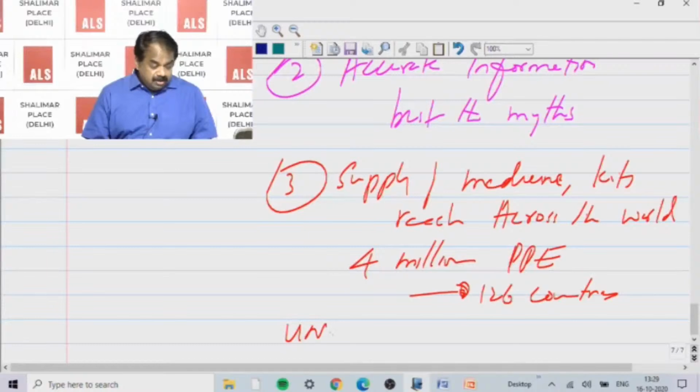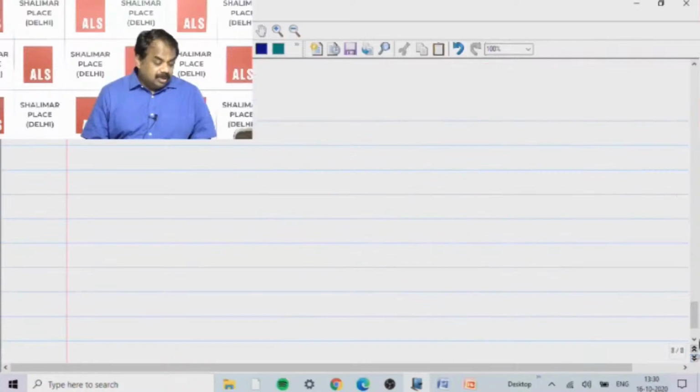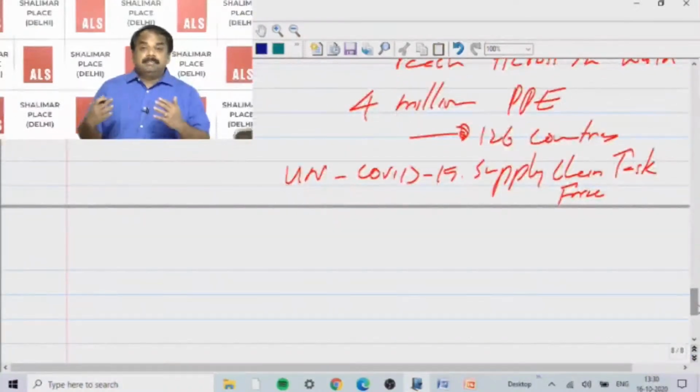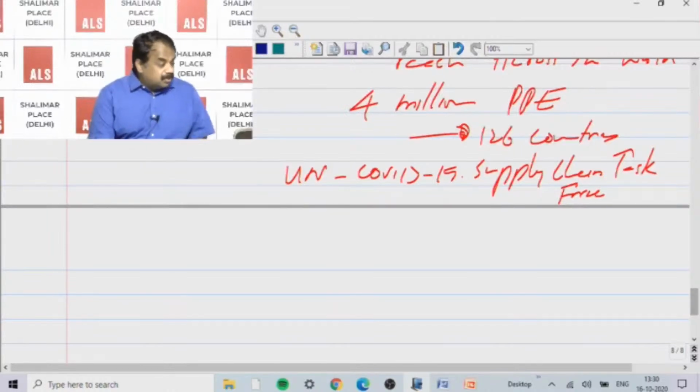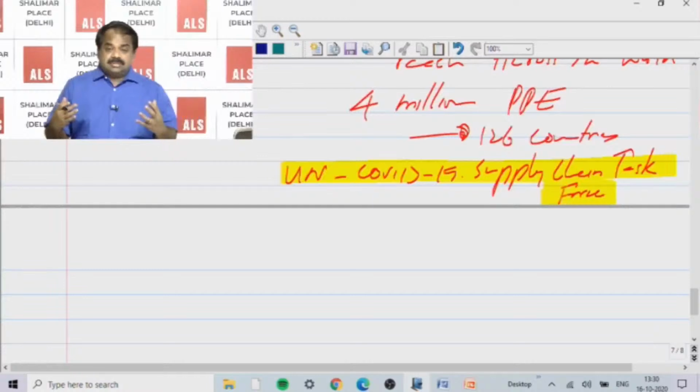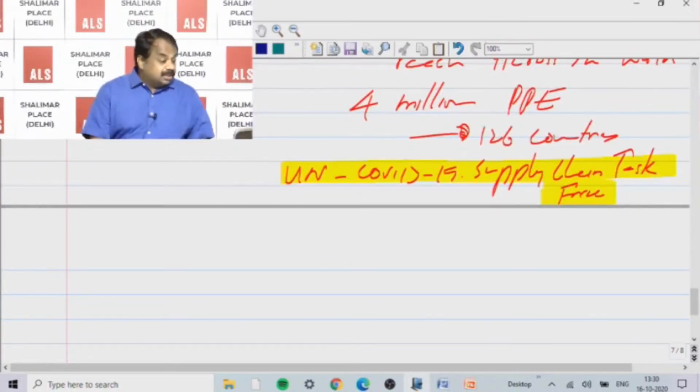There is a UN COVID-19 supply chain task force. Because of this, it is able to dramatically increase the supply of vital kits, medicine, wherever possible, whatever is required. So essential items they are able to provide, no doubt regarding this. And also training and mobilization of the health workers.